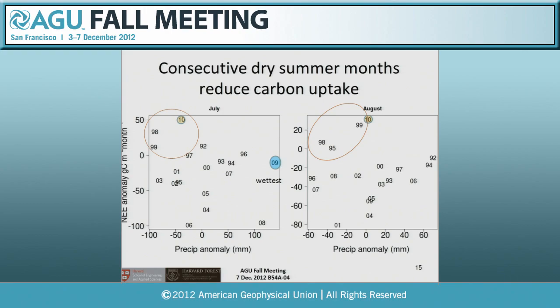One thing that accounts for that is if you have consecutive dry months. So here's 2010. We see this is one of the driest Julys. It had been very wet in the spring. It started off wet, started off warm. Everything got going, but then in July the rain kind of quit. So we see, in fact, less uptake, and by August there's still less uptake.